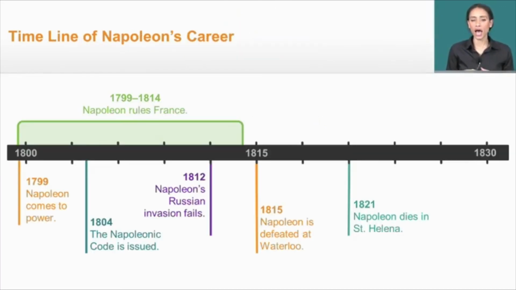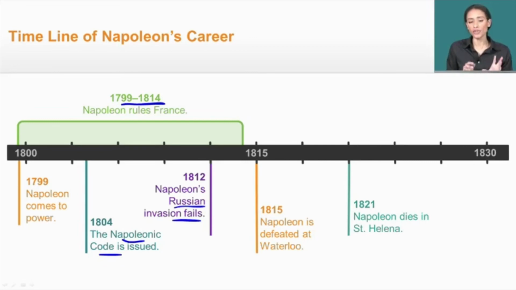So we'll take a look at a timeline of events to get an understanding of how Napoleon's rule started and finished. We know that in 1799, Napoleon comes into power. Now, this is just about a decade after the French Revolution begins. And so his power is meant to kind of settle all of the chaos that endured over that decade. Now, Napoleon rules France for about 15 years, from 1799 to 1814. And in that time, he issues the Napoleonic Code, and he tries and fails to invade Russia.